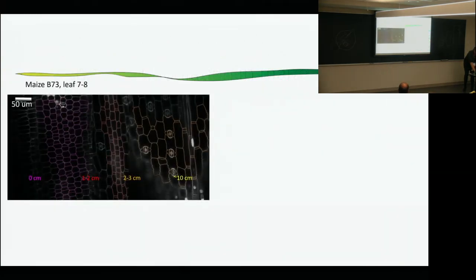So this is a snapshot of what the cell shapes look like as they move through time. In maize you can do this nicely because a single leaf is actually a developmental time series. New cells are formed at the base of the leaf, and the older cells are near the tip of the leaf here. So you get this nice developmental time series.